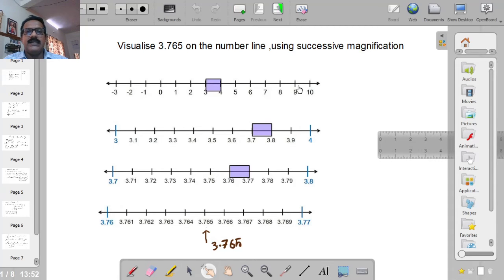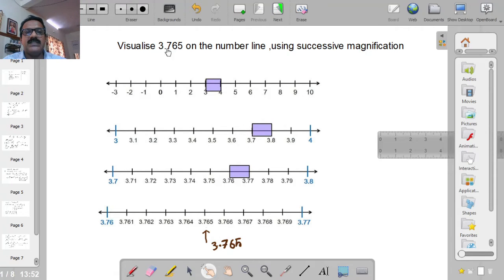Now we can see that 3.765 is a number which falls in the interval 3 to 4. So we will be zooming the interval between 3 and 4. Here, 3 is mapped to this point and 4 is mapped to this point. The interval between 3 and 4 is divided into 10 equal parts. This is 3.1, 3.2, like that.